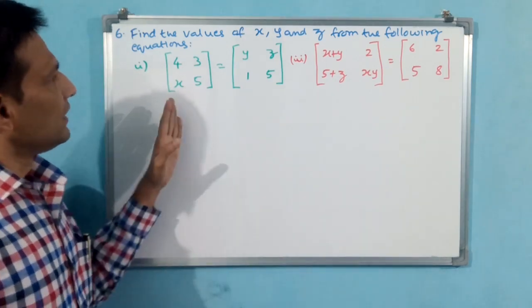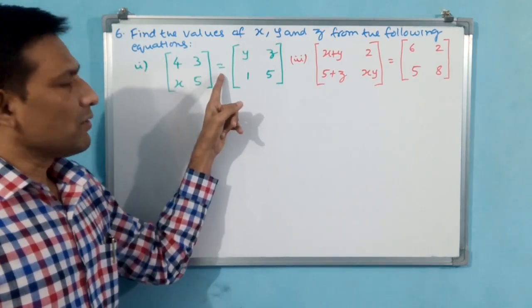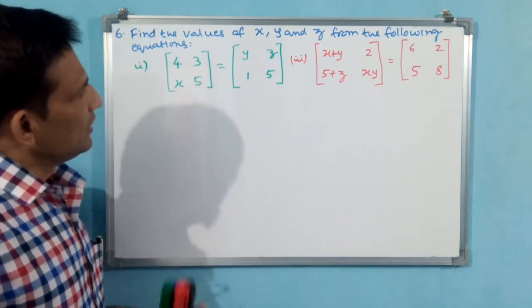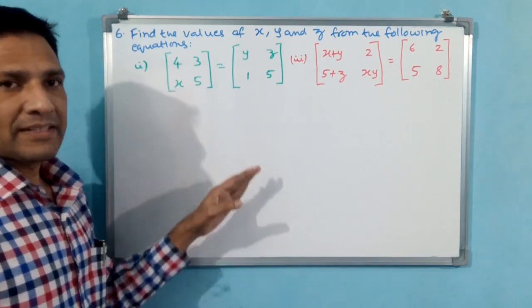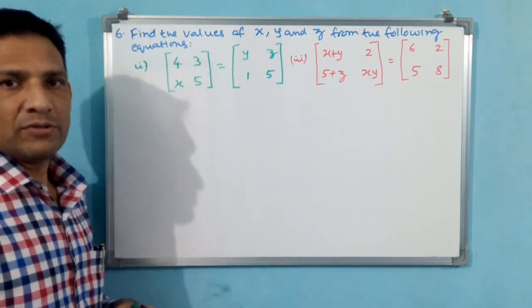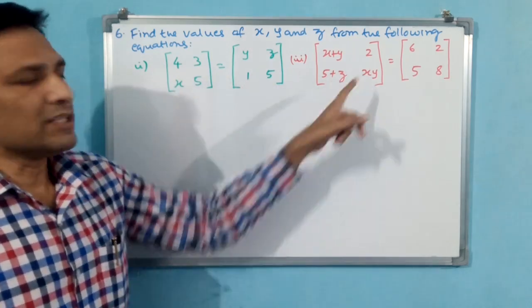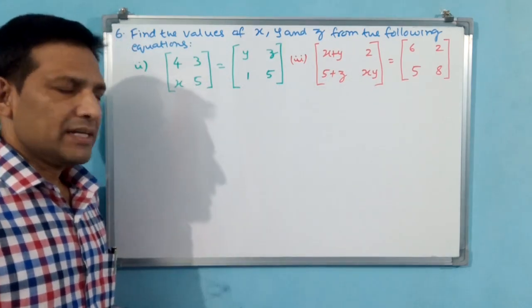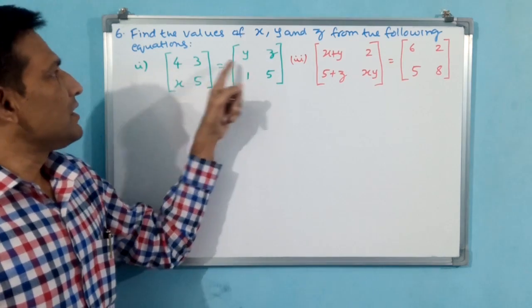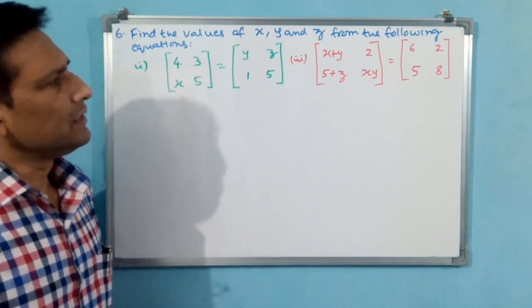We will see the third part afterwards. These are matrices only, but because of the equal to symbol, they are calling these equations. We know equal matrices. Equal matrices means the number of rows and number of columns should match and each element also should match. Then only this is called equal matrices. Now, since these are equal matrices, automatically this element is equal to this one, and this element is equal to this one. Like that we can take.